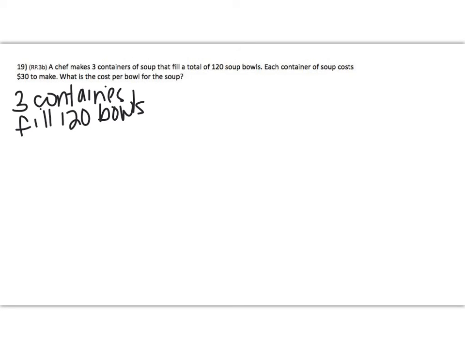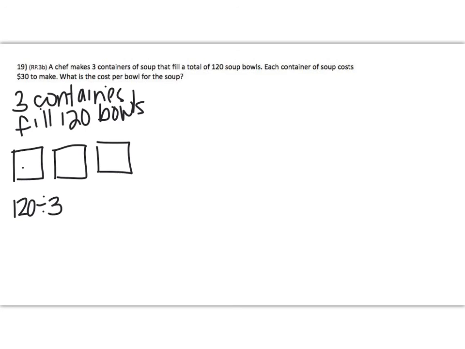So I am drawing my 3 containers. I have 3 containers of soup. If they each fill 120 bowls total, it fills 120 bowls. I would need to take 120 and divide it by 3 to see what is inside each container. And that is going to be 40. So each container can create 40 bowls.